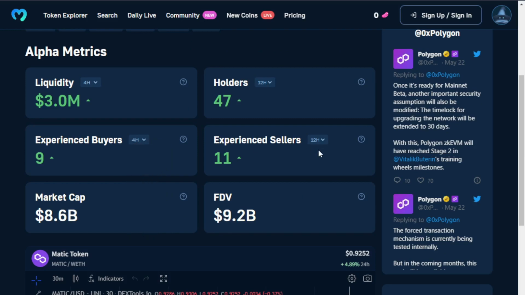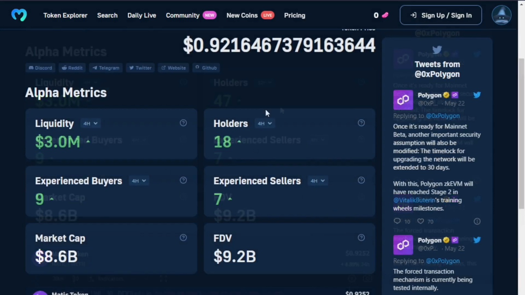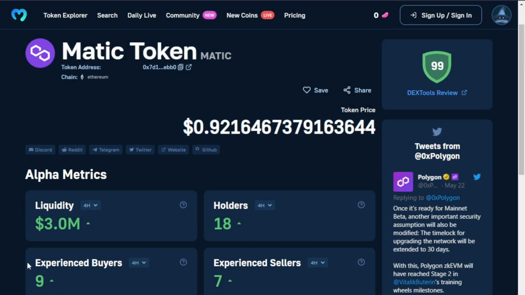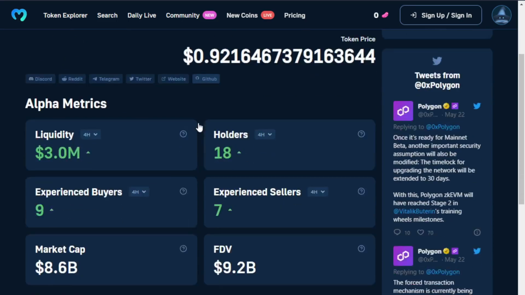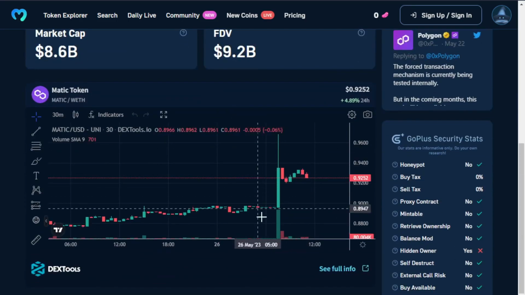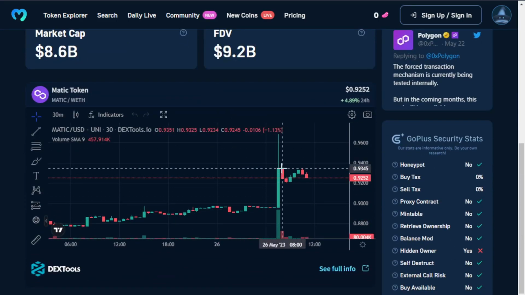And if we set the other metrics to there as well, we see what's expected. The number of experienced buyers increasing, the number of experienced sellers less than that, and the number of holders going up overall. We also see an increase in liquidity. This is expected because there was an increase in price. When we take a look at the chart, we can see that playing out in real time, just like the other chart that we looked at.